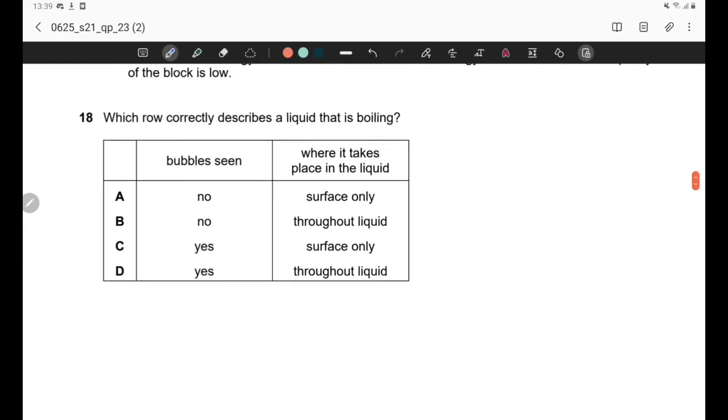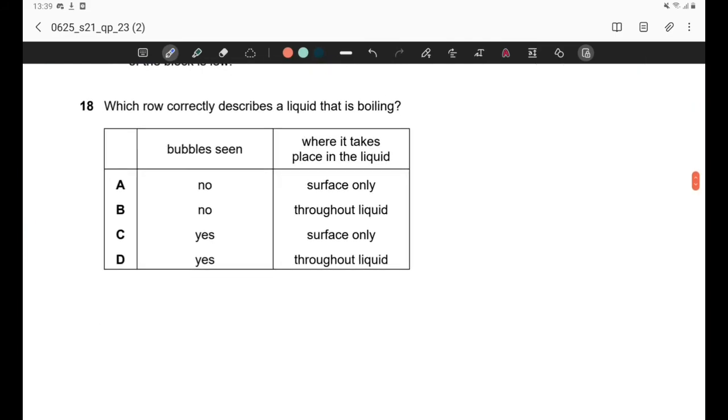Question number 18. Which row correctly describes a liquid that is boiling? The first column says about the bubble scene. In the process of boiling, there will be bubbles formed. Therefore, options A and B say there are no bubbles. That is wrong.